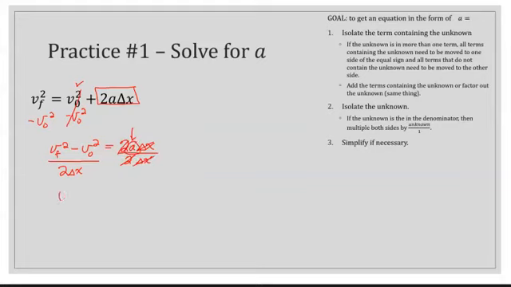So to rewrite the equation, it's v sub f squared minus v naught squared divided by 2 delta x is equal to a. I could rewrite it in my preferred format, but either one of these would be an acceptable answer.